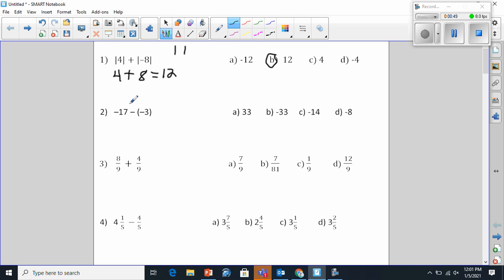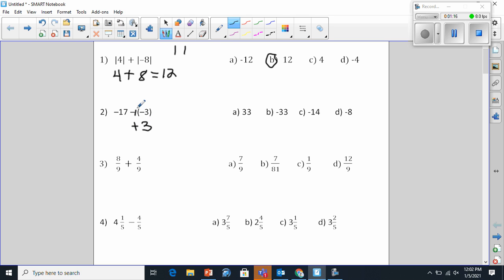Next, I got number 2, -17 minus -3. We know from our class that if we have a parentheses, it means we're multiplying. So this is really like a negative times a -3, or some people remember there's always a 1 after the negative, even if you don't see one. So it's like a -1 times a -3. It's still going to give you a positive 3.